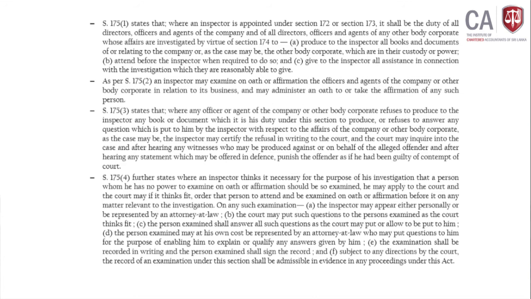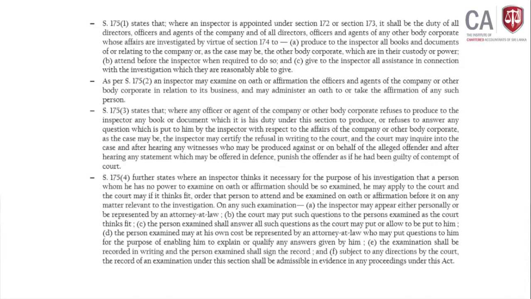then the official committing such an offense is to be dealt with as guilty of contempt of court, or that the official has committed an act of contempt against the court order and be punished likewise.